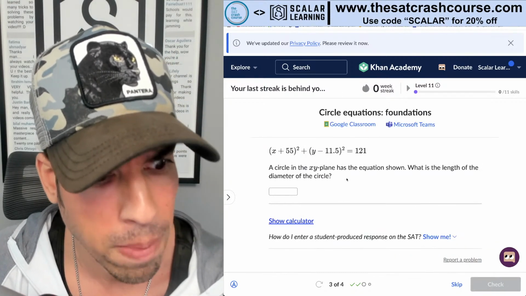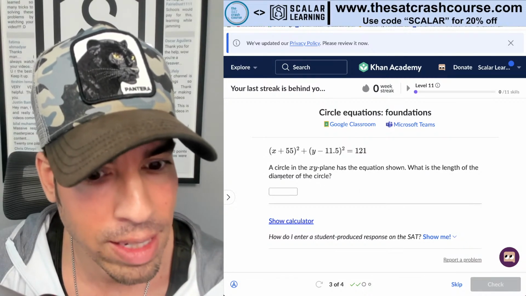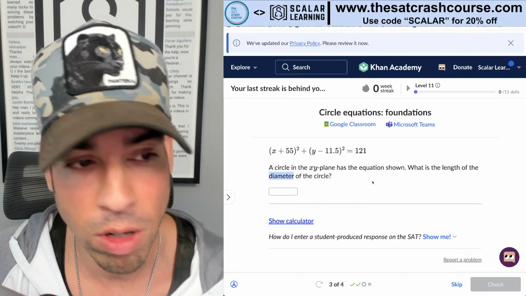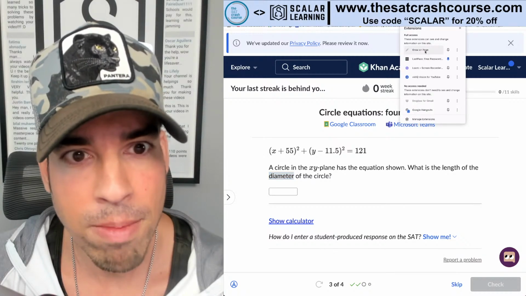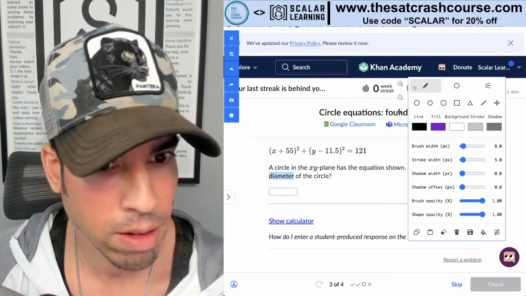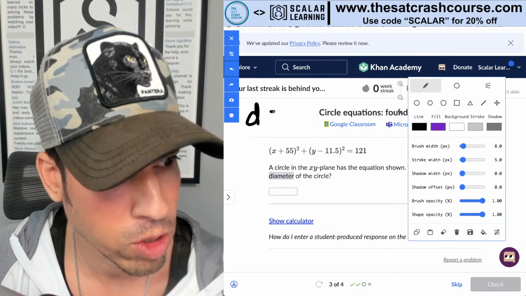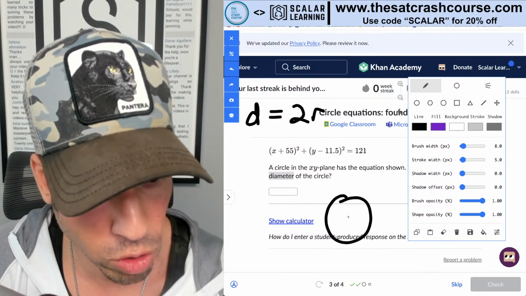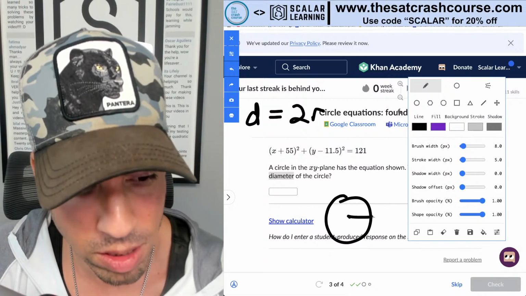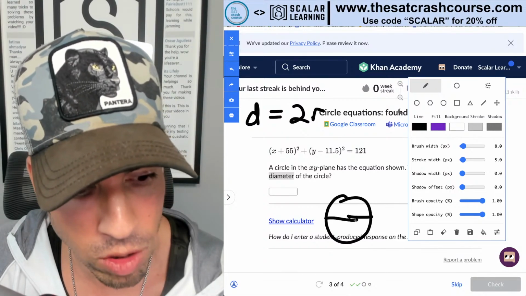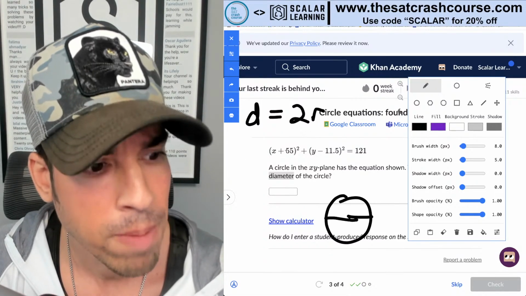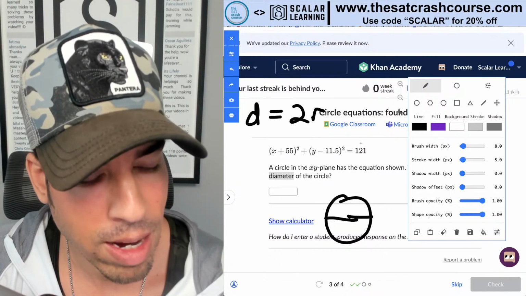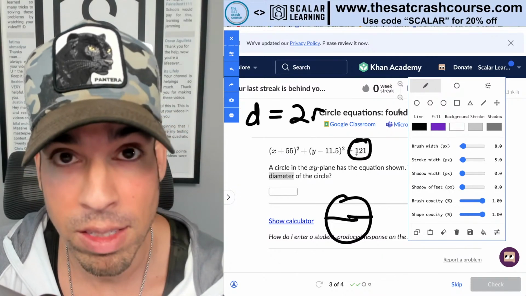Hope this is making sense. Now this one is asking, what is the length of the diameter of the circle? So diameter and radius have this relationship: diameter is equal to 2 times the radius. It's double the radius, right? If we have a circle, the radius is just the distance from the center out to the edge. The diameter is the full distance straight across. So if we're looking at the diameter, it's whatever the radius is times 2.